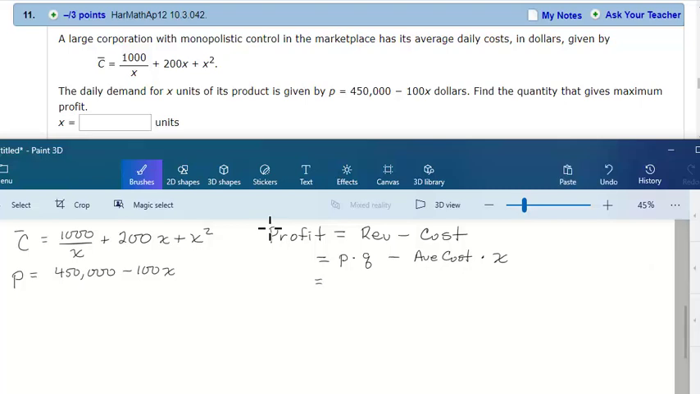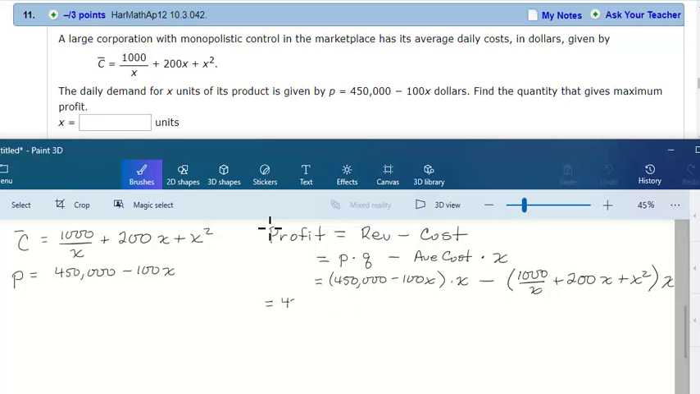Okay, price we have, that's from our demand function, 450,000 minus 100x, where quantity is x. Take away average cost, which is 1,000 over x plus 200x plus x squared, times by another x. Let me clean this up so we can get it calculus ready.